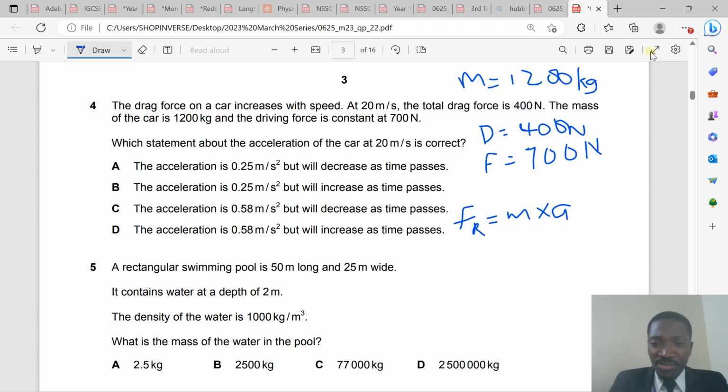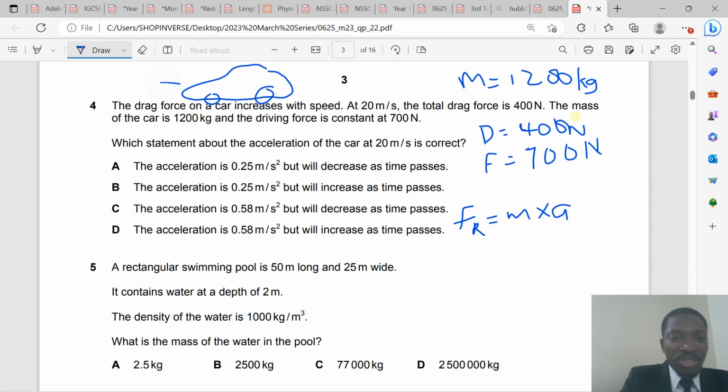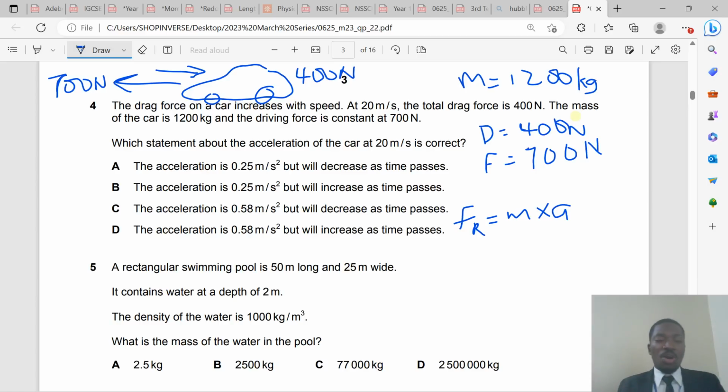How do you get resultant force? We take the difference between the driving force and drag. Drag opposes the motion of the car. Let's assume this is the car and the driving force pushes it forward. The driving force has a magnitude of 700 Newton, while drag is caused by air resistance and tends to oppose the motion. That means we are opposing the motion of the car with a force of 400 Newton, acting in the opposite direction to the direction in which the car is moving.